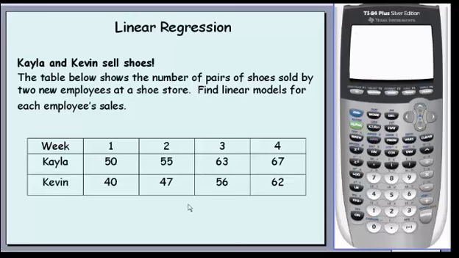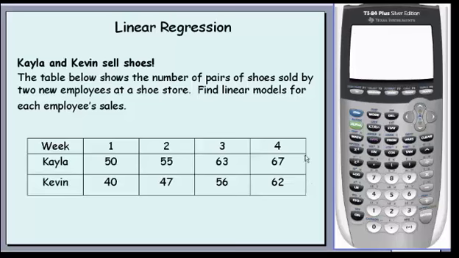This is a pretty simple set of data. There are only 4 points on each line. Notice our week numbers 1 through 4 represent our independent, or x, variable for this problem. Then for our y variables, we have one set of y's for Kayla and another set of y's for Kevin.